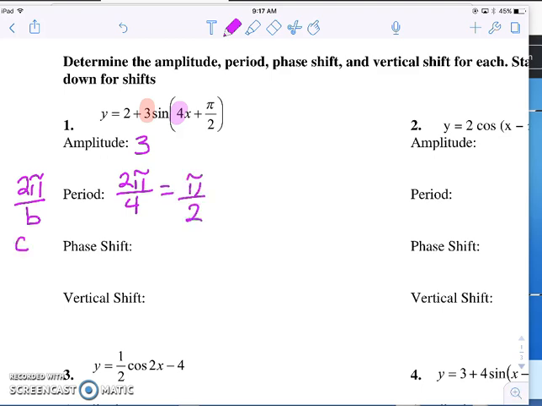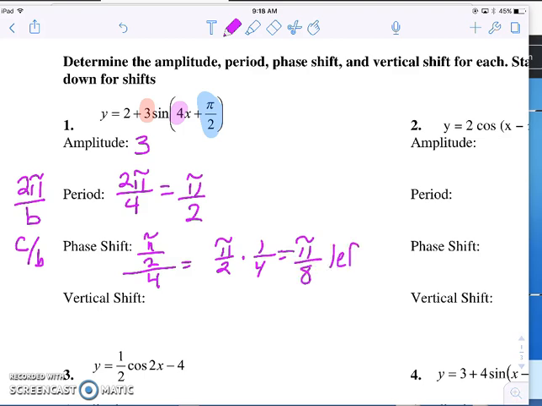Our phase shift, c over b. So our c value right here at the end, so we have pi over 2 divided by 4, and again dividing fractions, pi over 2 times 1/4. So we have pi over 8. In the direction it's plus, so that would be to the left. And our vertical shift, it just happens to be at the beginning here, but that's up 2.